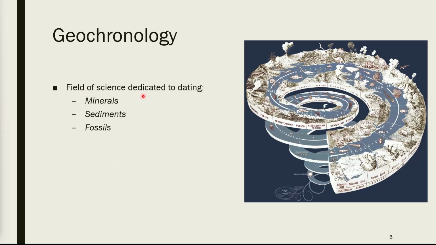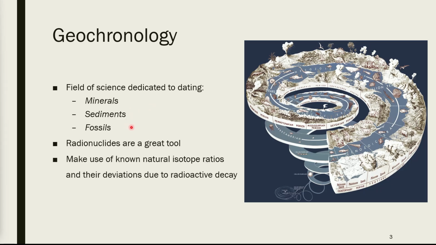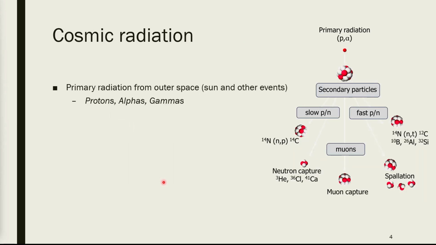Geochronology is a field of science dedicated to dating minerals, sediments and fossils. Radionuclides in this case are a great tool because you can make use of natural isotope ratios and their deviation due to radioactive decay. Now we gotta talk about cosmic radiation. Cosmic radiation consists mostly of protons, alphas and gammas. Neutrons are not part of the primary cosmic radiation, they are part of the secondary particles of the cosmic radiation.